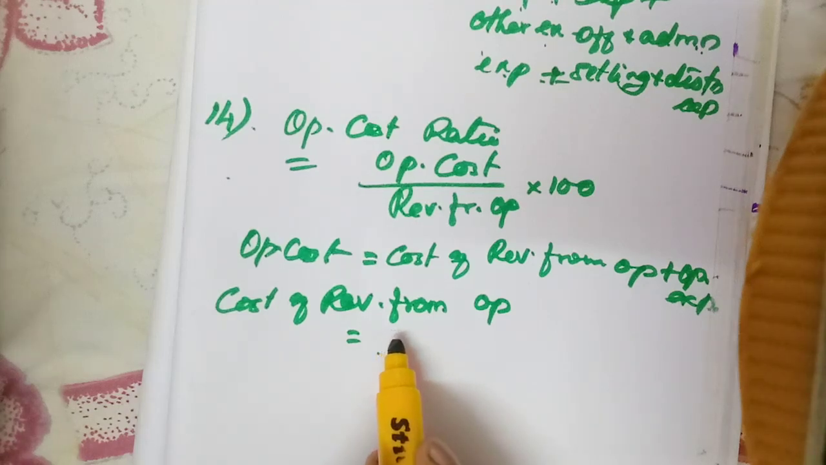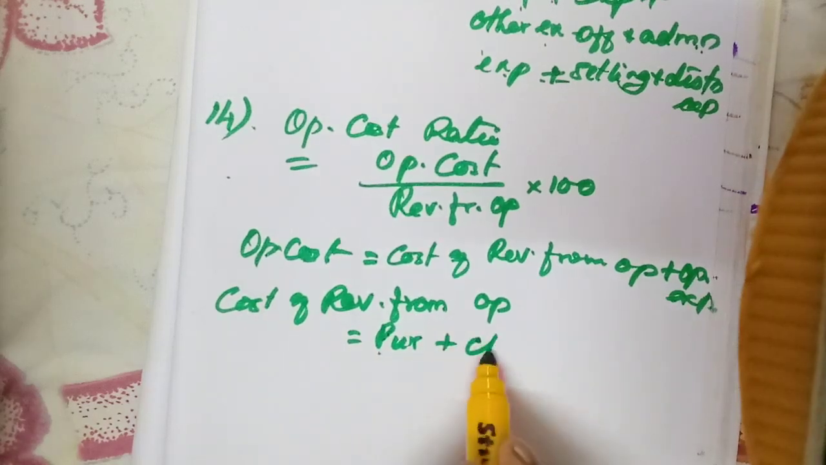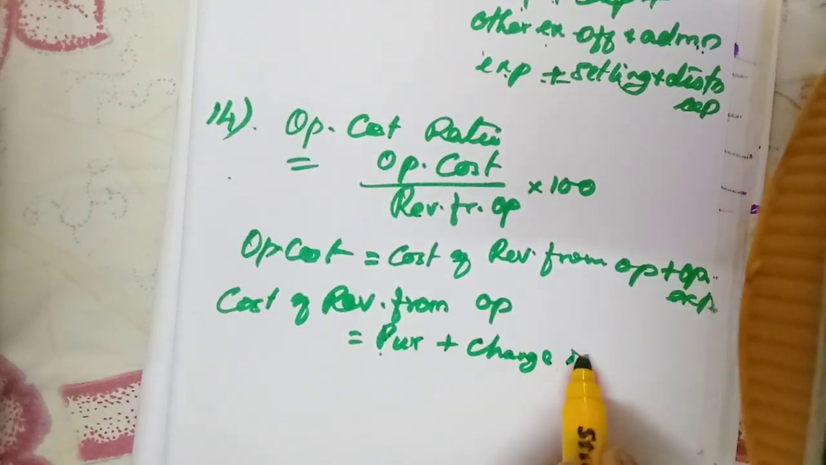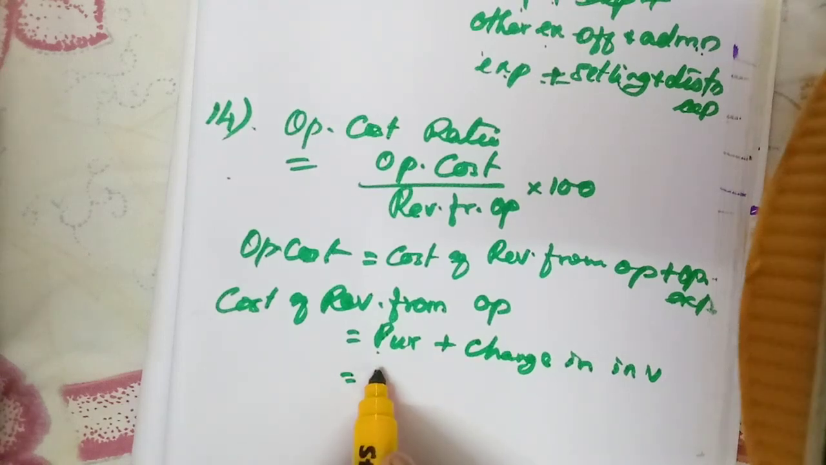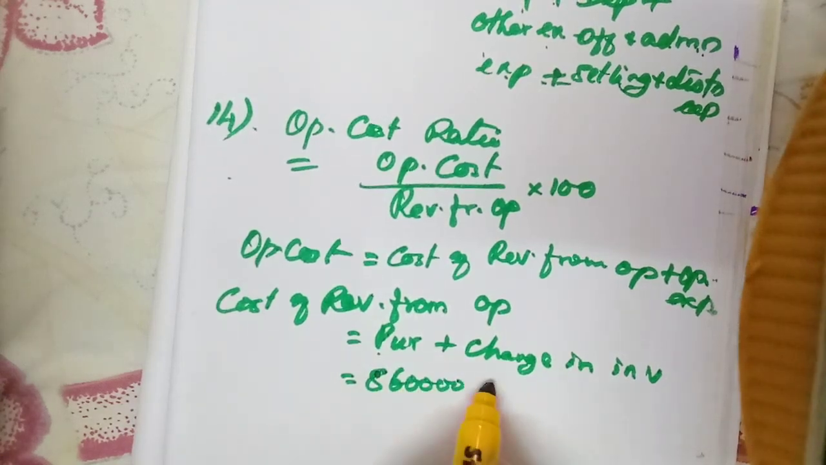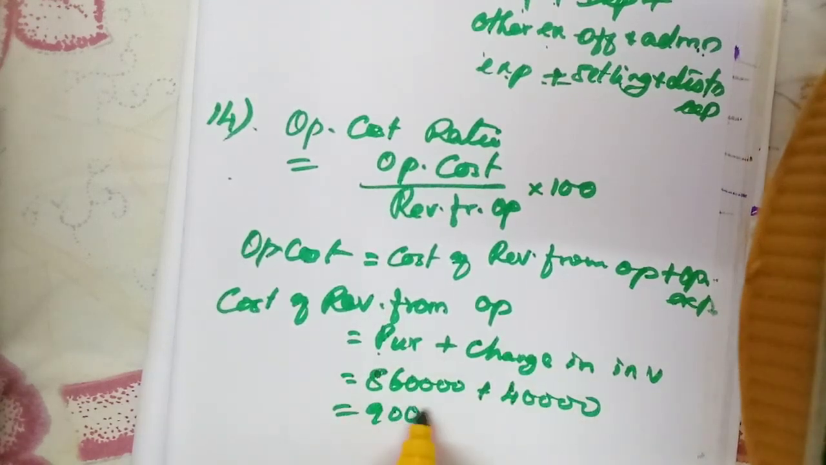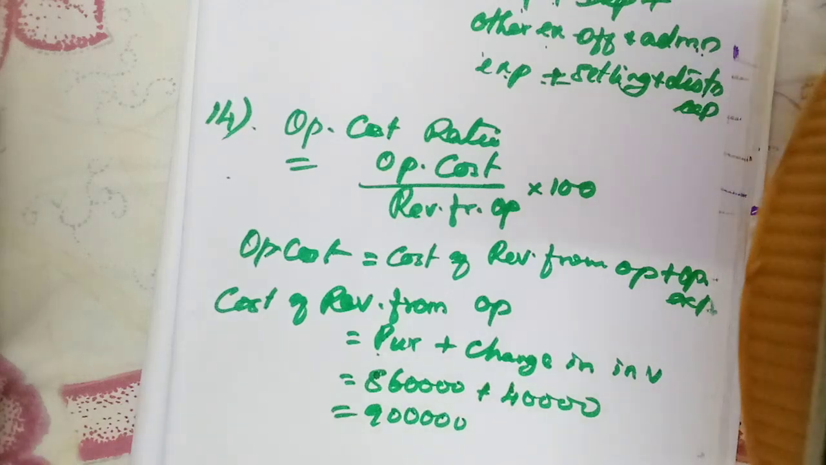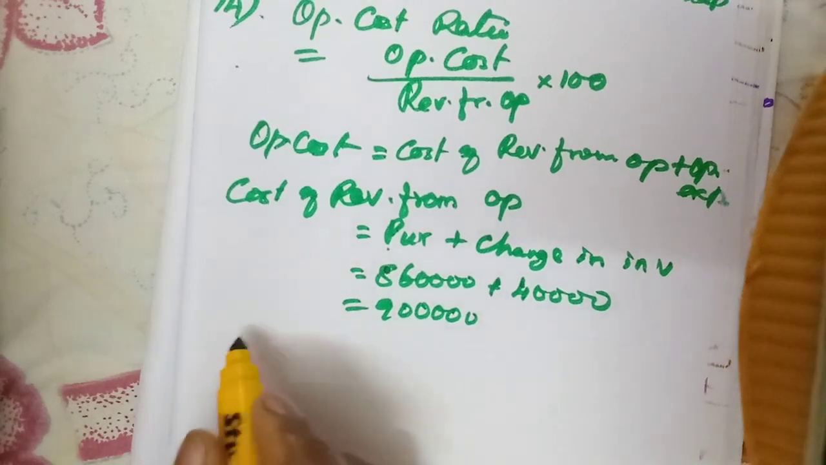Then change in inventories: opening stock and closing stock, they have given the change. So purchases plus change in inventory. Direct expenses are not given, only salaries are given. So how much is purchases? 8,60,000 plus change in inventory 40,000. So 9 lakh. That is the cost of revenue from operation. Then operating expense.